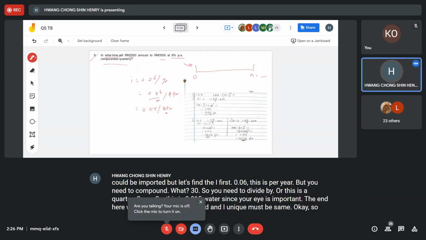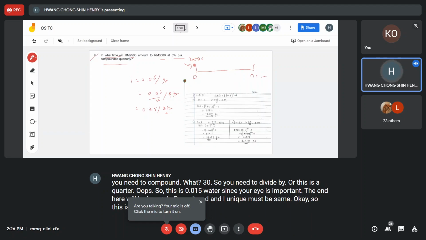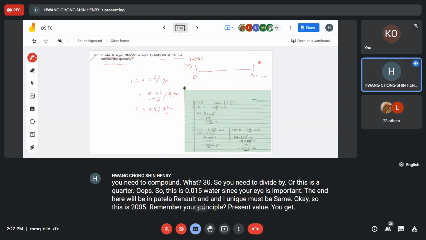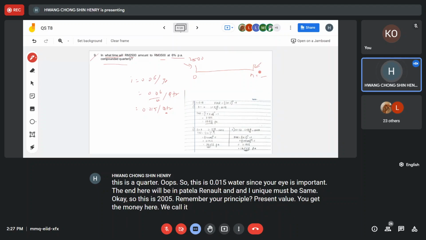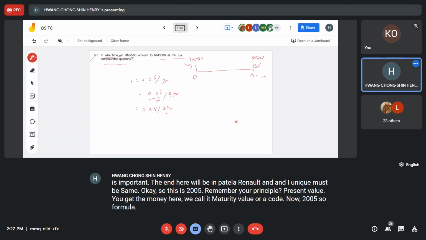Okay, so this is 2005. Remember your principal, present value. You get the money here, we call it maturity value or accrued amount, 3005. So formula. Where's the answer?